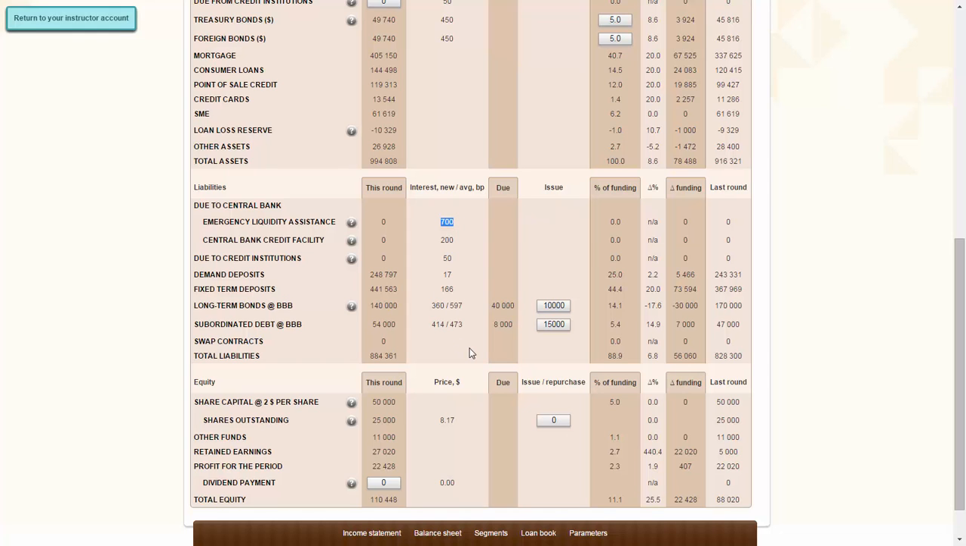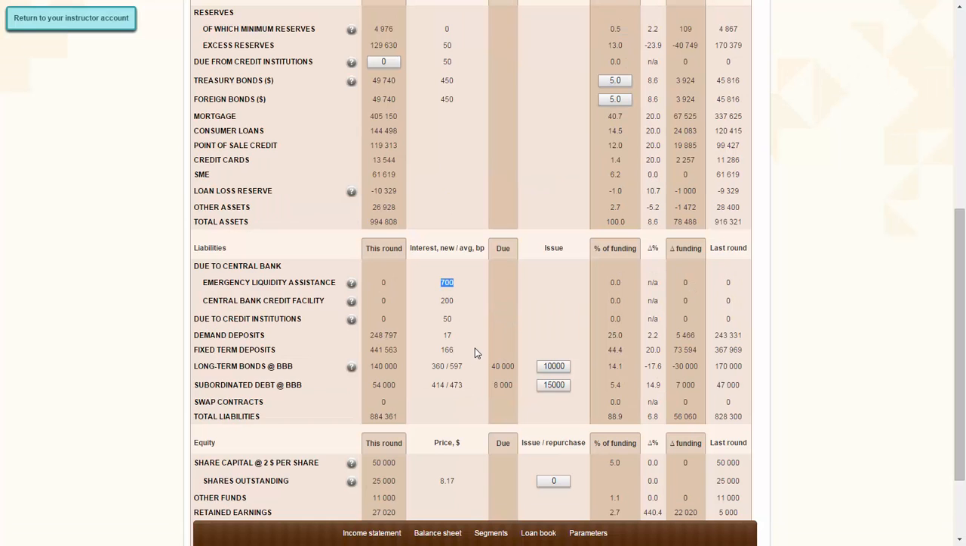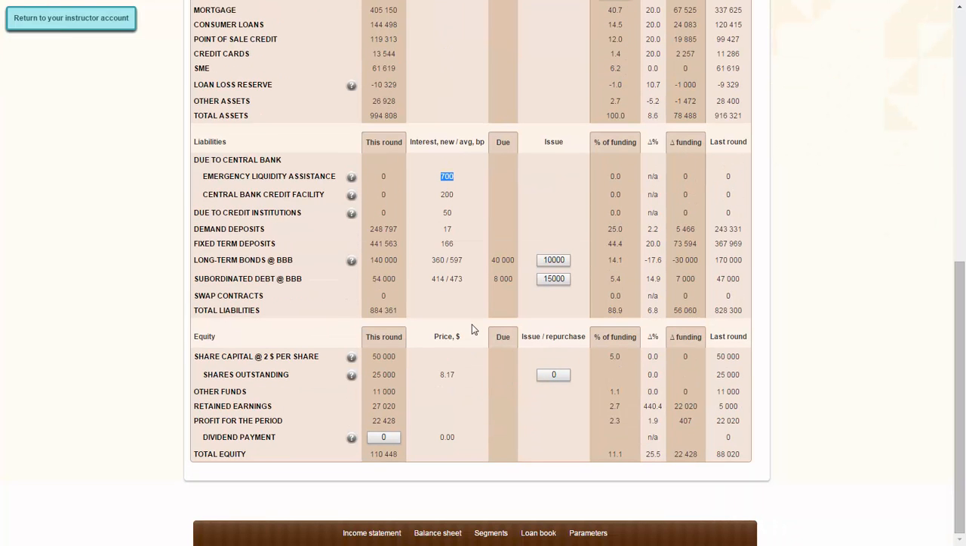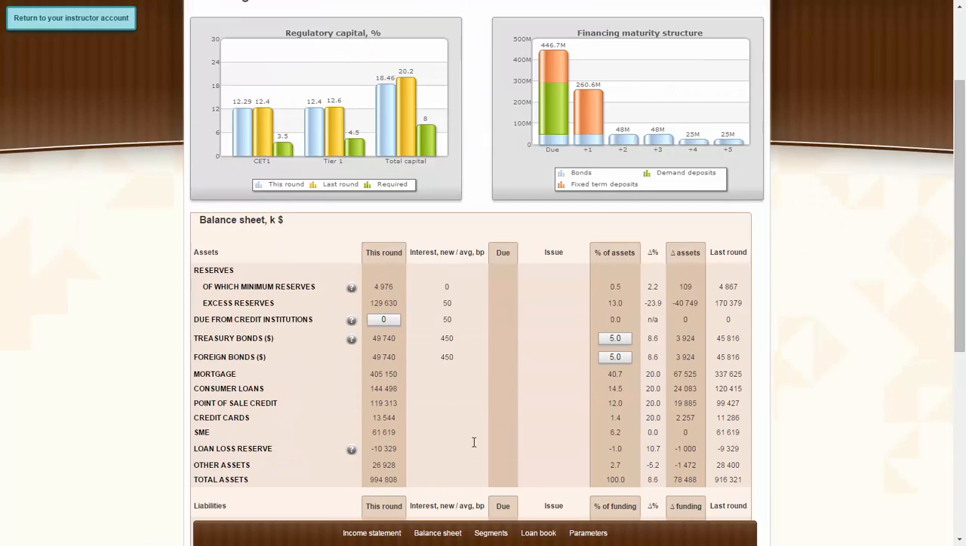So the goal here on this treasury page is first of all to make sure that we have the liquidity and we have minimized the cost of funding for our bank, and then we can also decide to issue or repurchase shares. If we want to repurchase, we put a negative number here, and then we can also decide about the dividend payments. So these are the decisions on the treasury page.